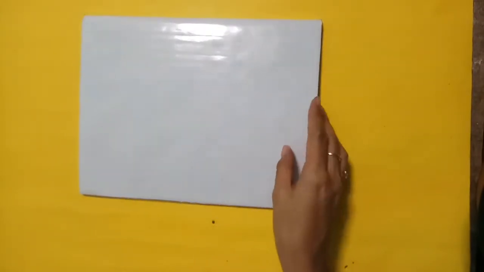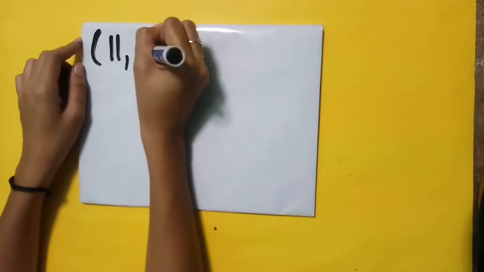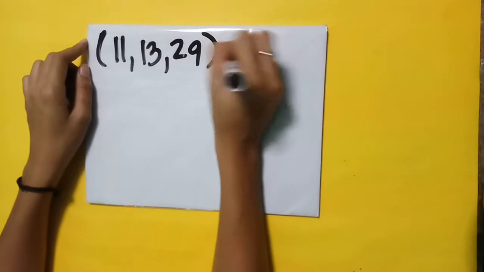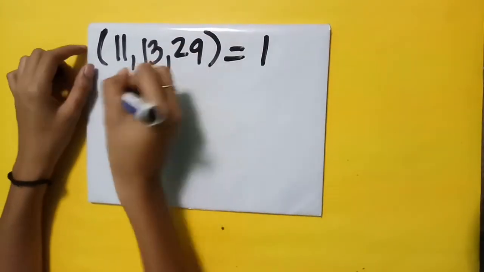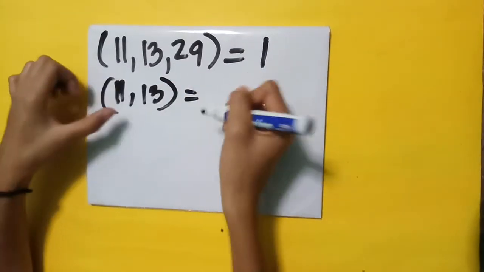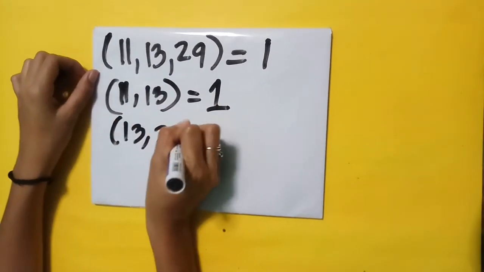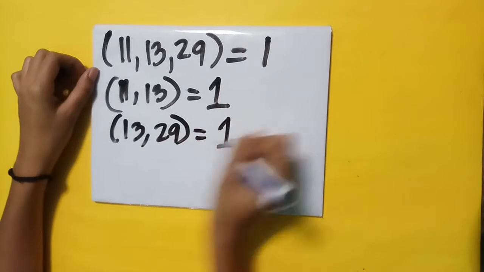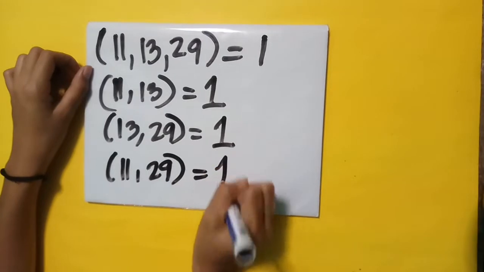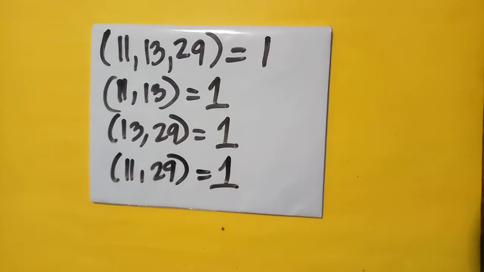Another example of pairwise relatively prime is 11, 13, and 29. Their GCD is equal to 1. And the GCD of 11 and 13 is equal to 1. Same with 13 and 29, their GCD is equal to 1. Also with 11 and 29. Therefore, 11, 13, and 29 are pairwise relatively prime.